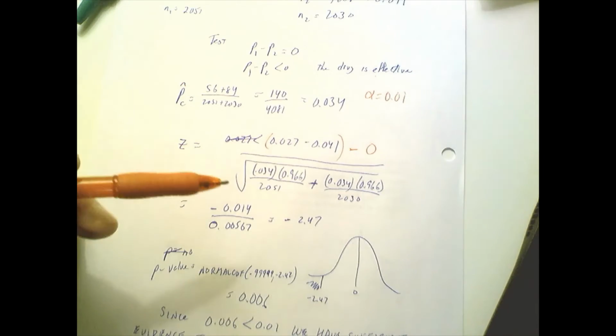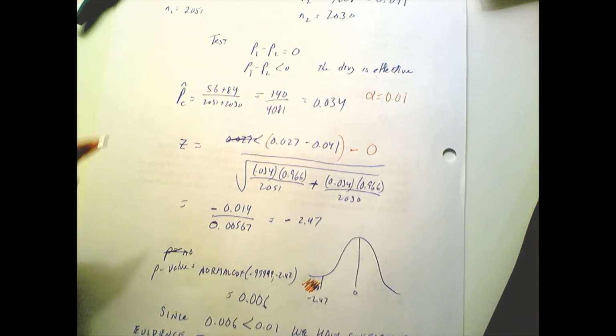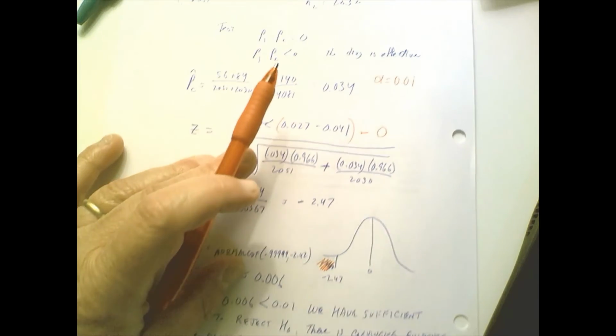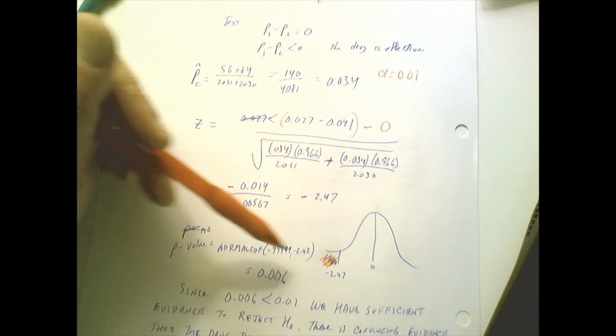So, what kind of test am I doing? I'm doing a one-sided test. I'm looking for the probability that I'm to the left of negative 2.47. And when I run that, I'll run normal CDF, negative 99999.